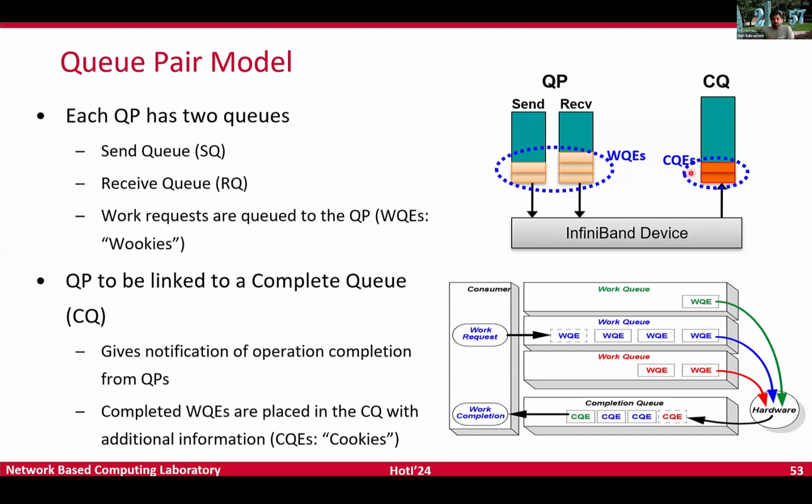So this is your basic operation. So suppose I want to send 64 bytes from a particular memory location. Then first I would do a registration, as we saw earlier.